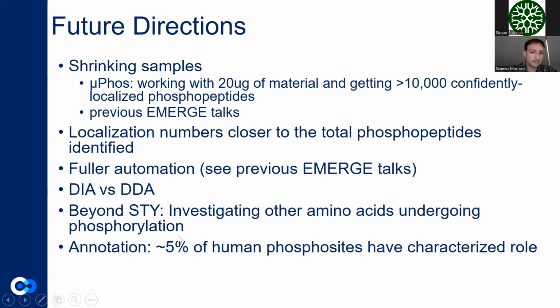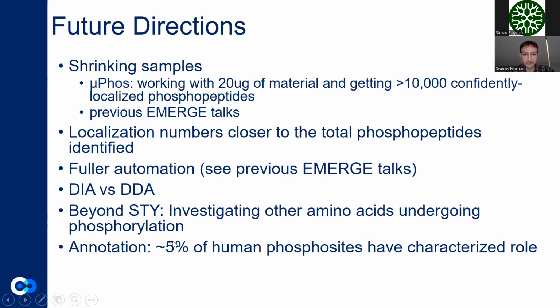And then besides serine, threonine, and tyrosine, there are many other amino acids that undergo phosphorylation, histidine being one of them that has extensive research about it. But there are several other amino acids that people are investigating and looking for diagnostic ions that will help them identify and characterize these. And then probably one of the most important is annotation.